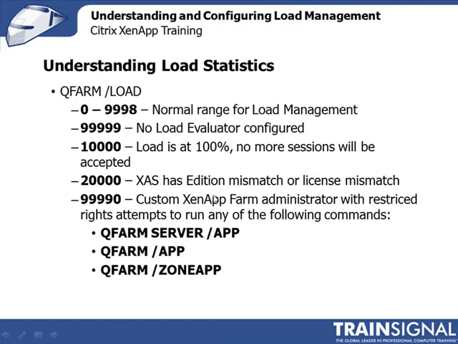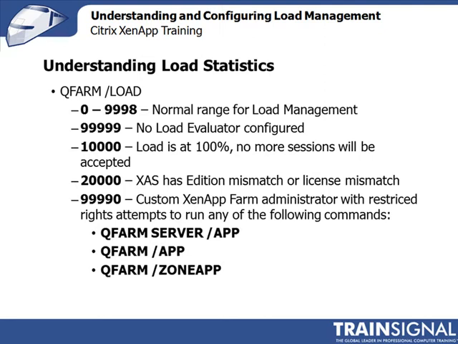Now 20,000, which is what we saw basically on XA01, means that the XenApp server has either an edition mismatch or a license mismatch. Now this could mean a lot of things. It could mean that, hey, I have Enterprise Edition licensing, but right now the server is configured for Platinum Edition licensing. Well, it's going to report a load of 20,000. If it can't reach the license server, it's going to report a license mismatch, throws the 20,000 number at you. So again, it gives you insight into where to look to troubleshoot what's going on with your particular server.